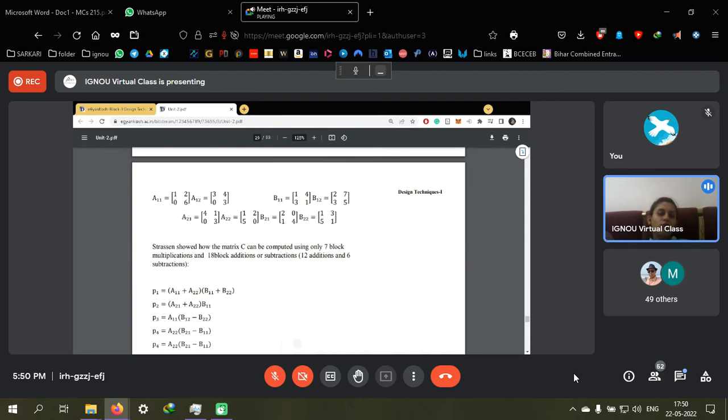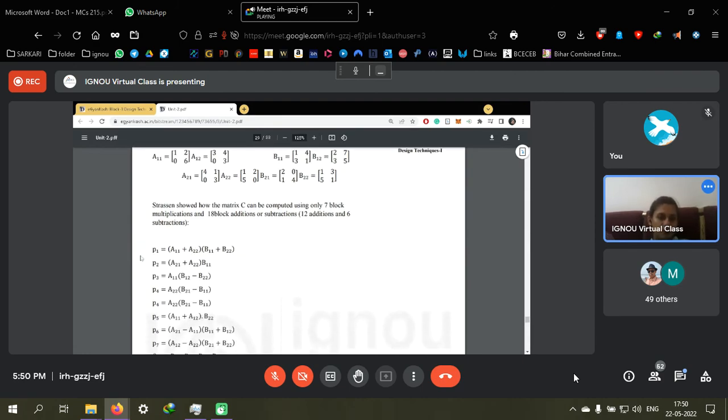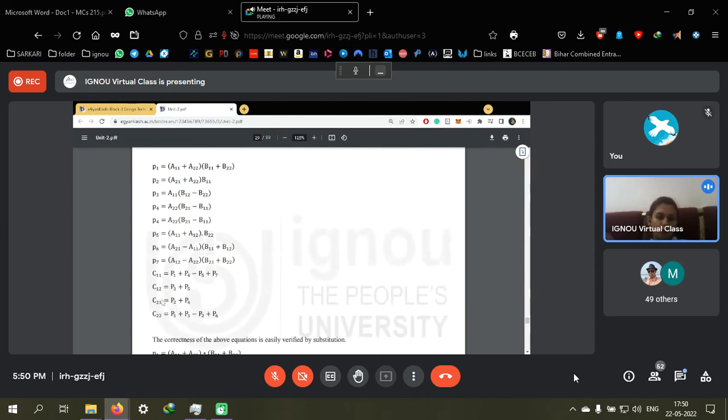Now you have to compute with these patterns. That means P1 is A11 plus A22 multiplied with B11 plus B22. Similarly, you have to compute all the P values. When you compute all the P values, you have to calculate the C values by adding and subtracting these P values.